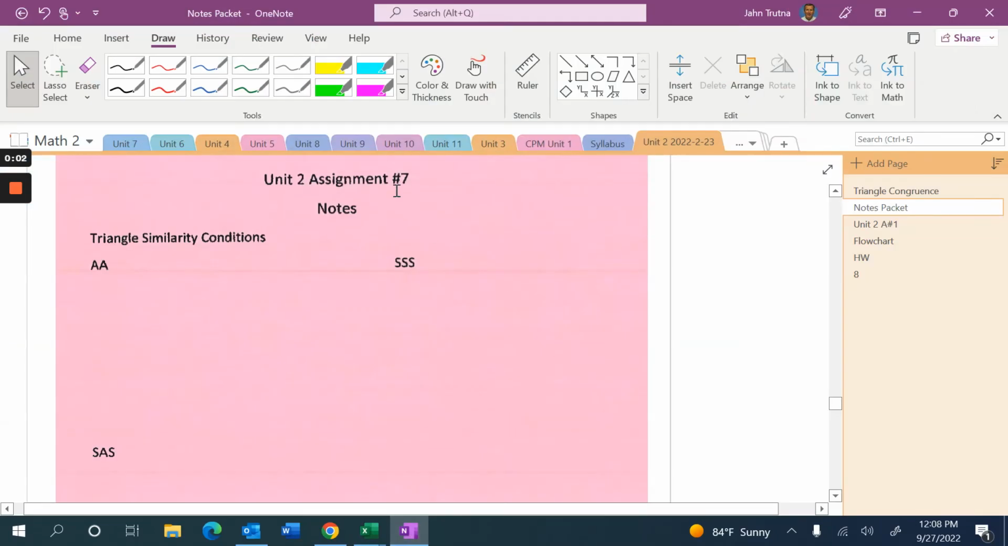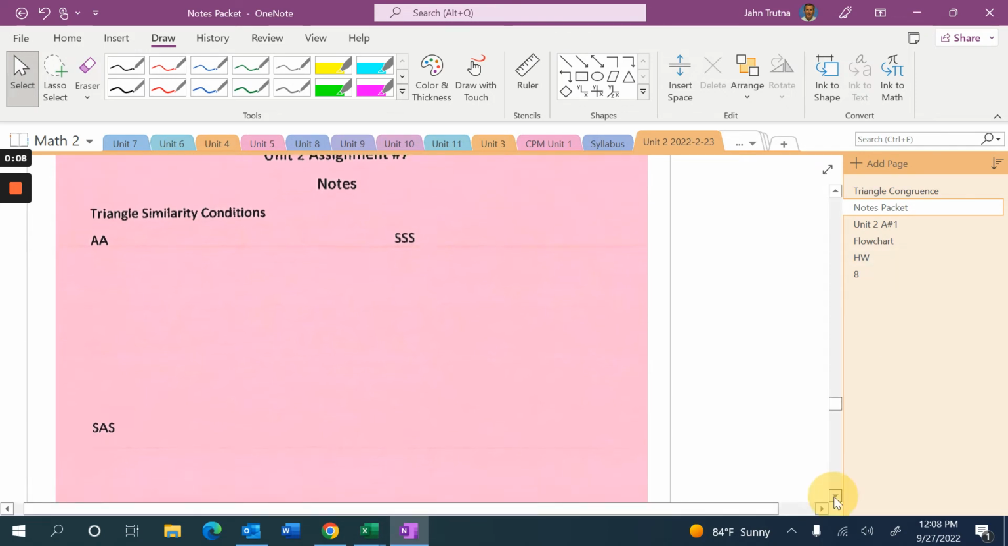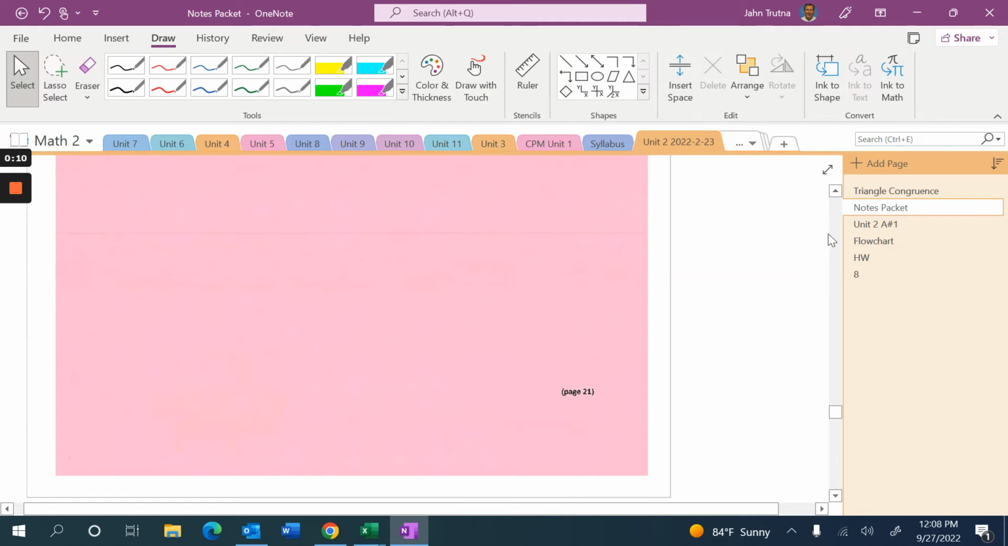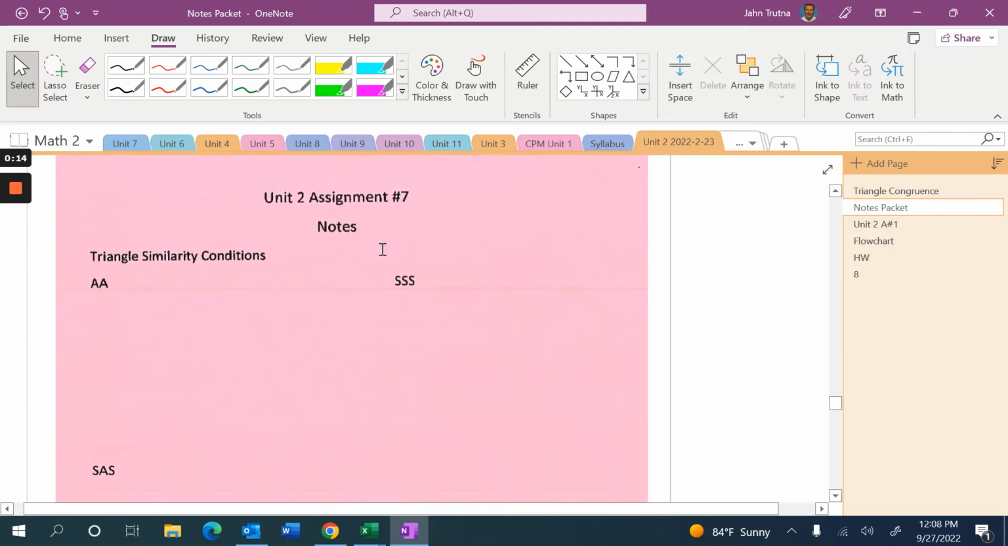All right, Unit 2, assignment number 7. These are your notes. So this is on page, in your notes packet, this is on page 21. We're going to go over what is called the triangle similarity conditions.